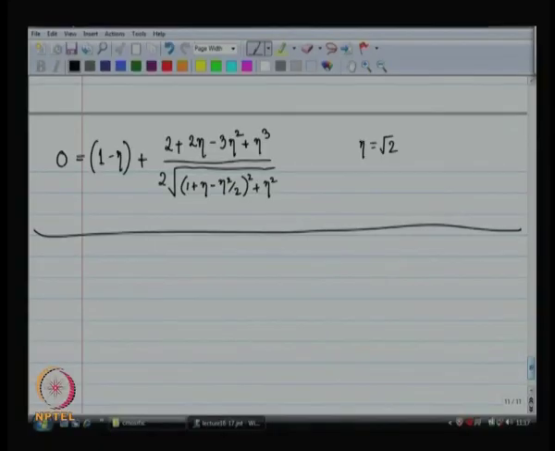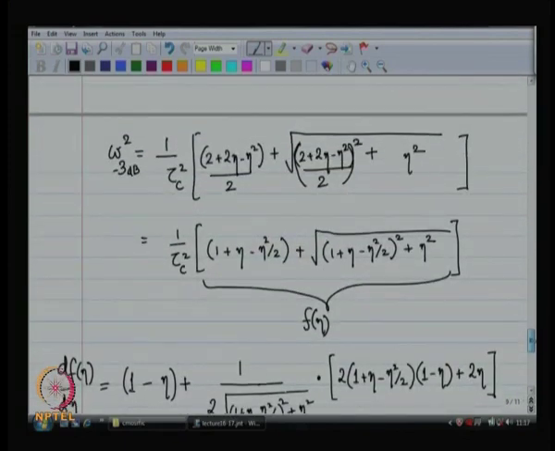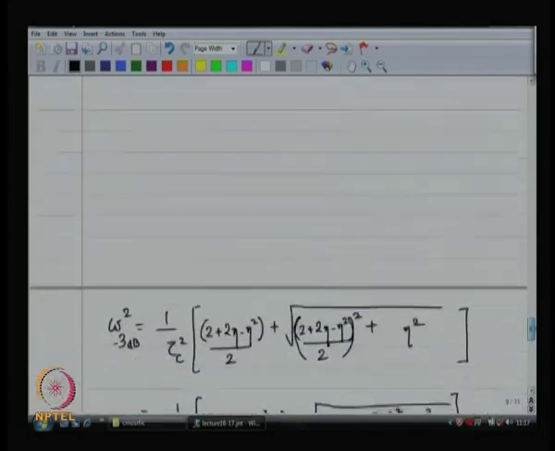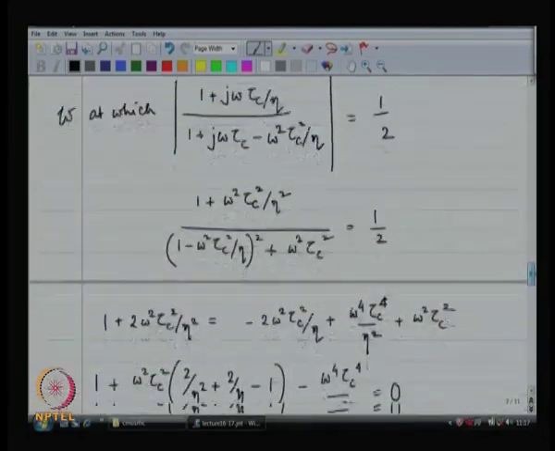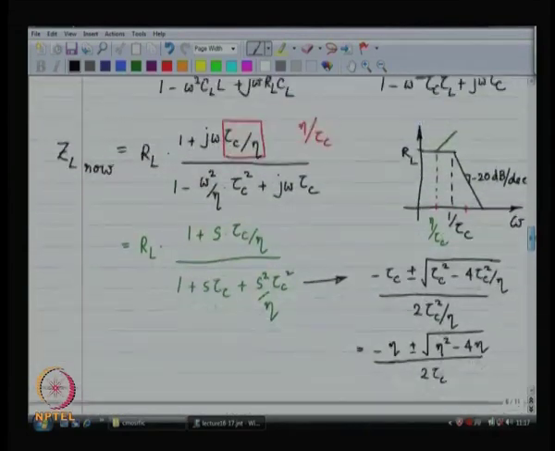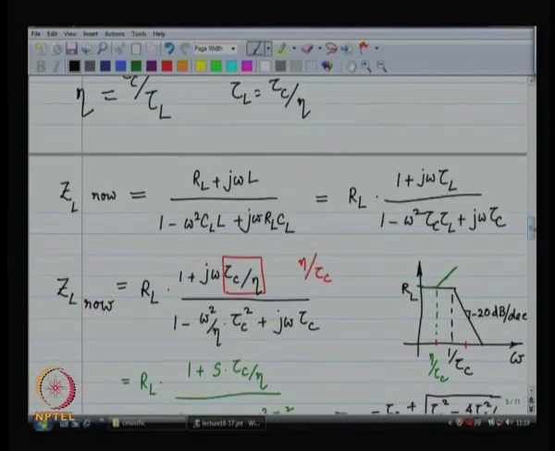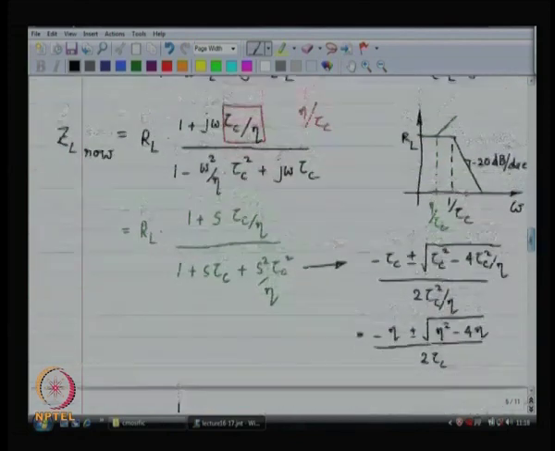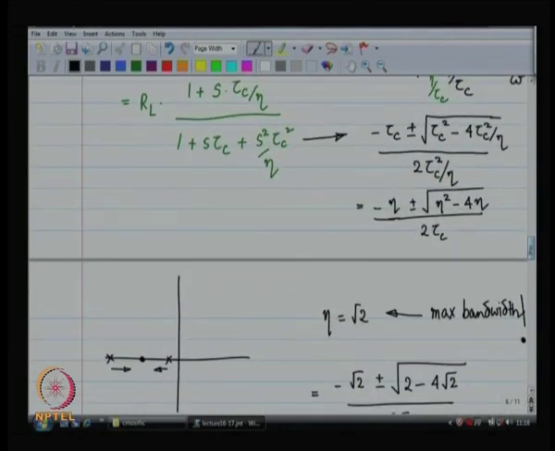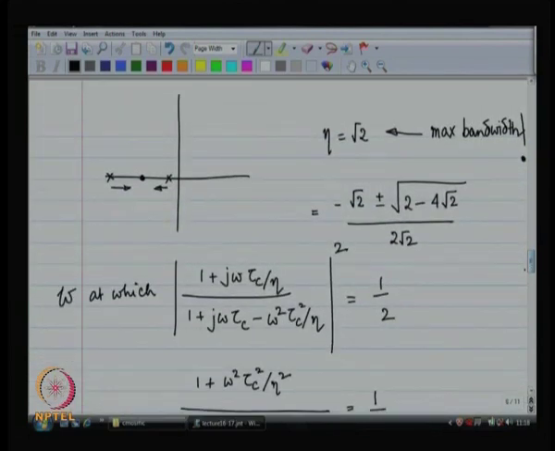So, what does your transfer function look like when you plug in eta equal to root 2? Or rather, where do the poles and zeros show up when eta is equal to root 2? You get the two poles to be at these two complex locations, right. Remember, we did this in the previous class, kind of did this.